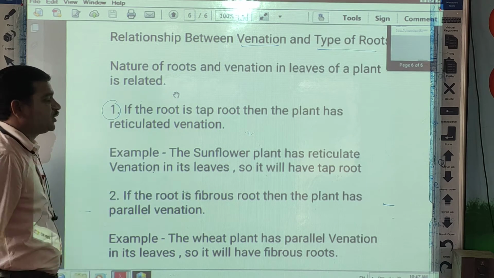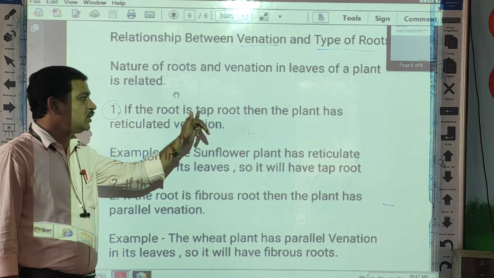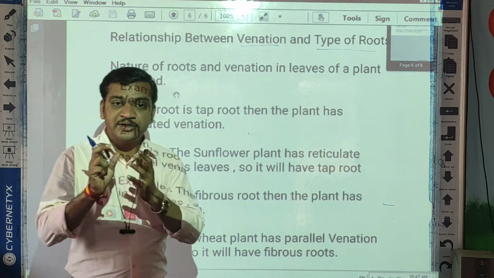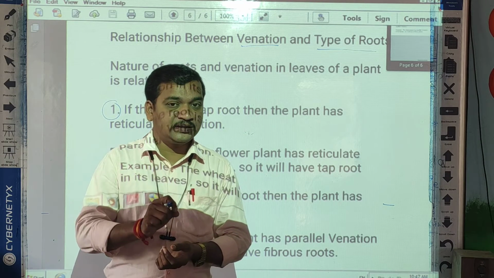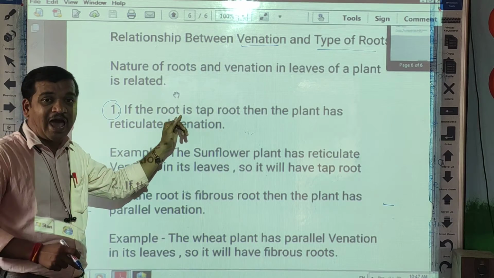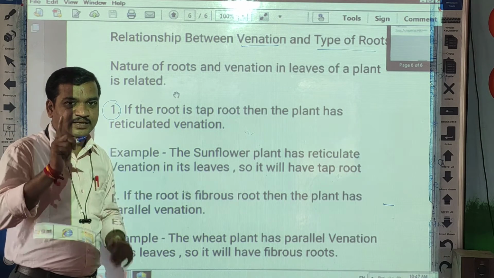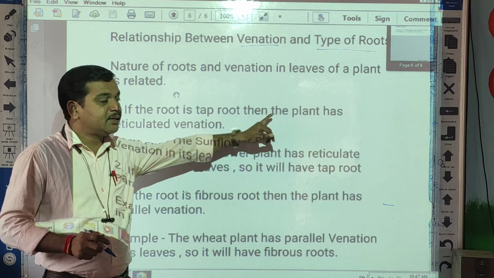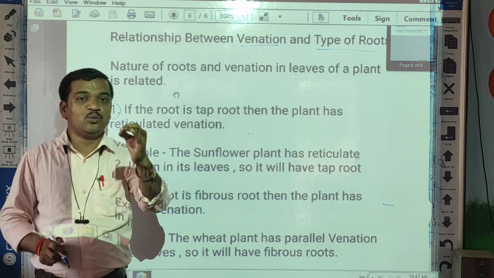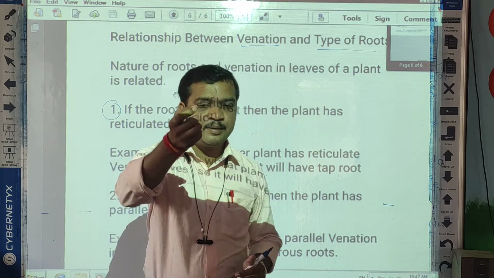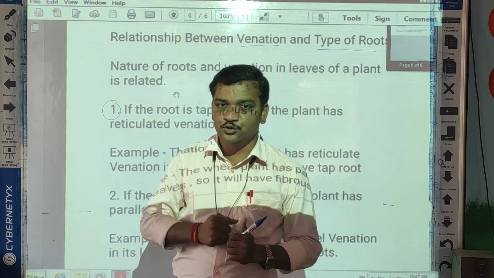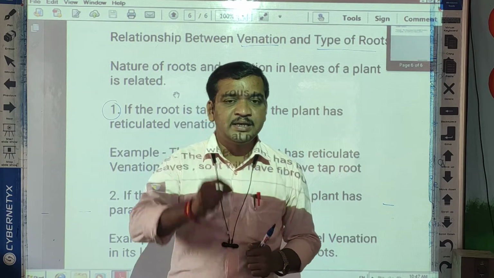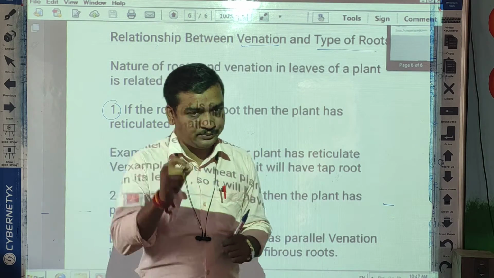Now first, this is very important. If the root is taproot, then the plant has reticulate venation. It means that if the plant is having a taproot system, then the plant has reticulate venation. If you take any plant, first you see the root system of that plant. If the root system is taproot system, then surely that plant has reticulate venation.